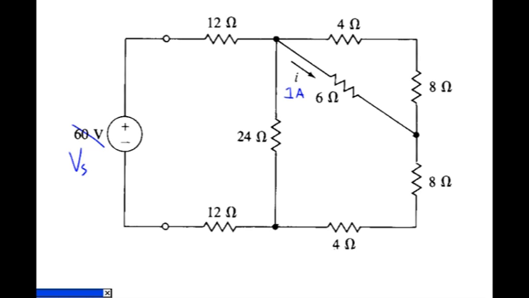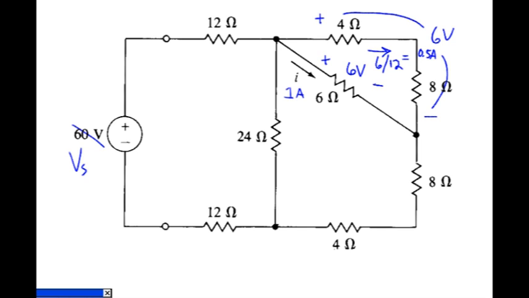So now that I know I have 1 amp flowing through the 6 ohm resistor, I've got a 6 volt drop here, and that means I likewise have 6 volts across the combination of the 4 ohm and the 8 ohm resistor. So 6 volts divided by the series combination of 4 plus 8 ohms, which is 12 ohms, means that I have 1/2 amp through that portion of the circuit.